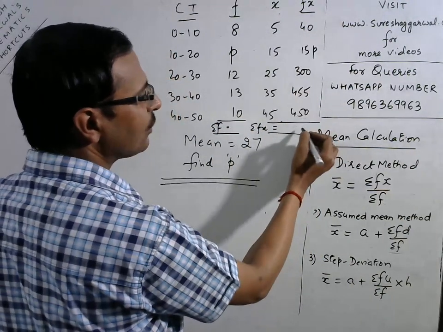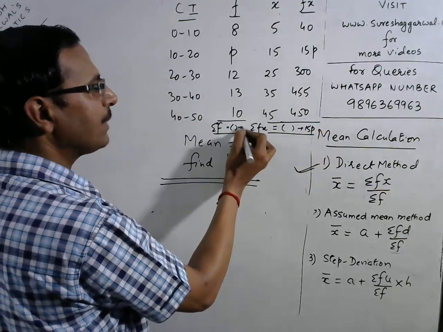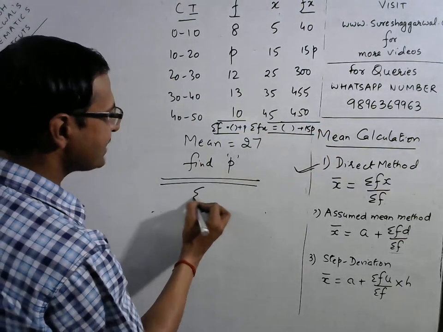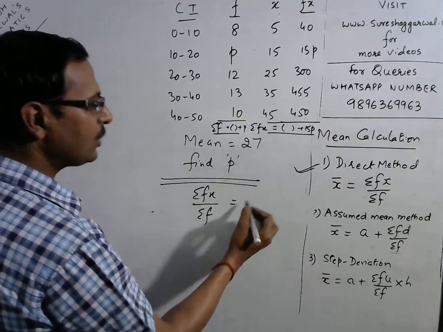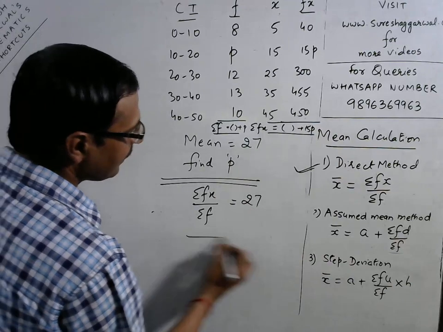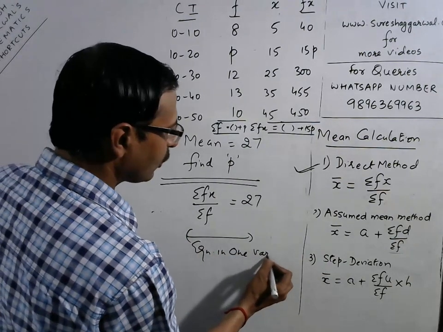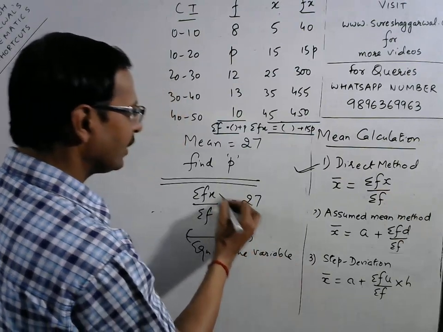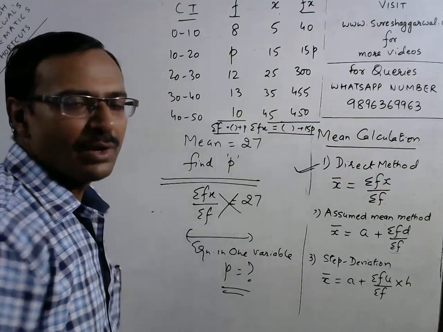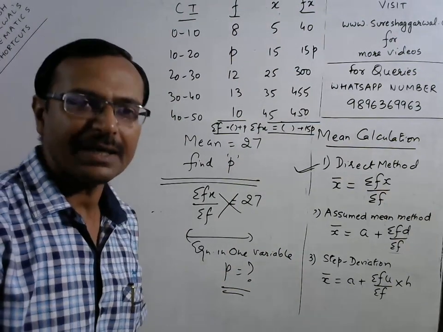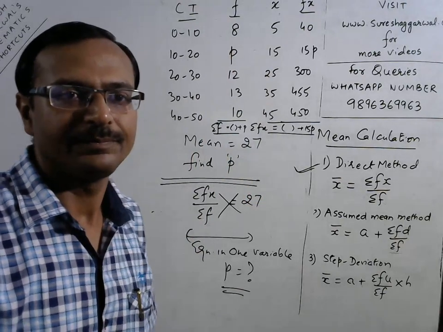So in this you will have something plus 15P, and here you have something plus P. So if you apply sigma fx upon sigma f as the formula and equate it to the given mean 27, this will be an equation in one variable, and if you cross multiply it, you will find the value of P. So this is the method for finding the value of P in case we are given the value of the mean for this data.